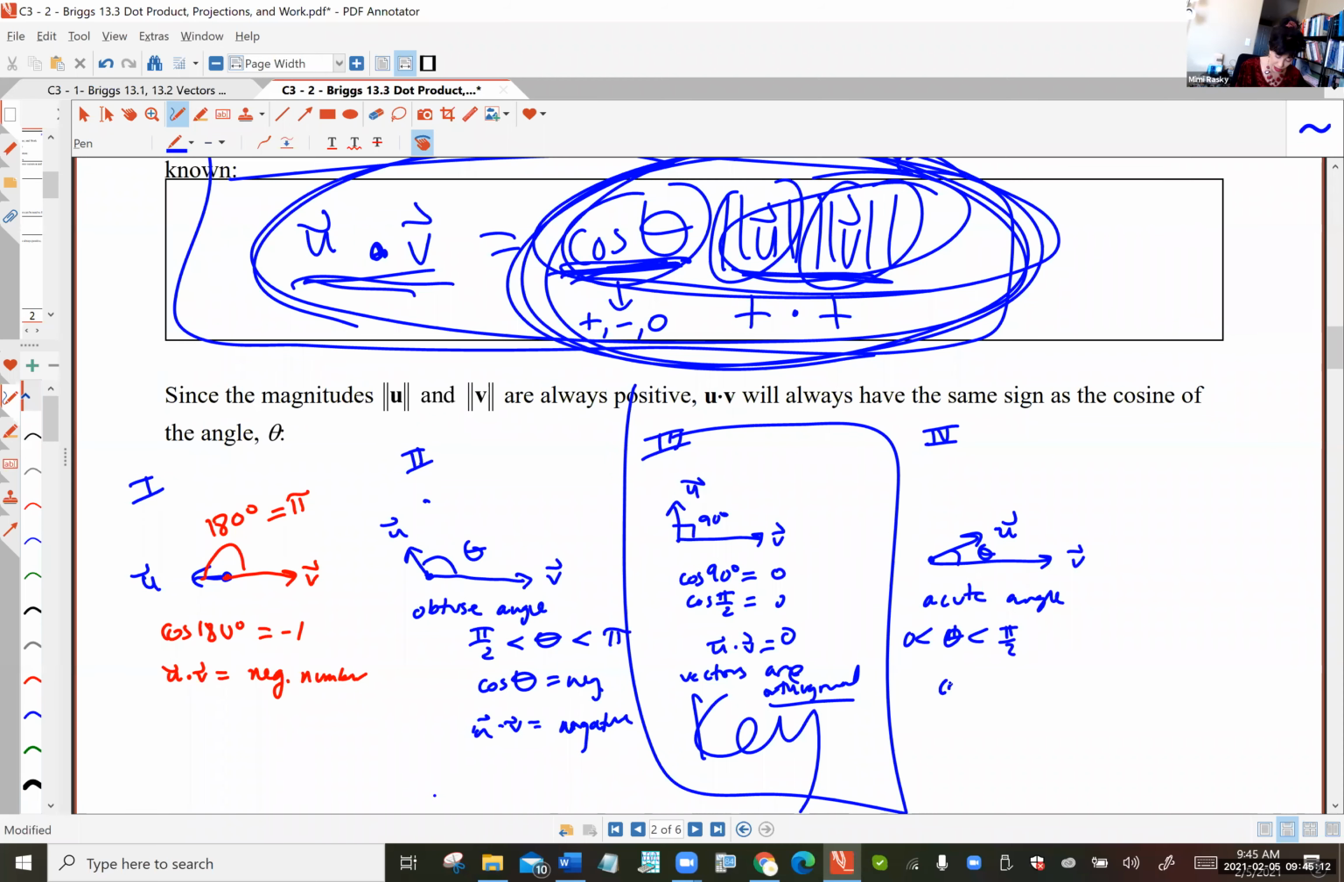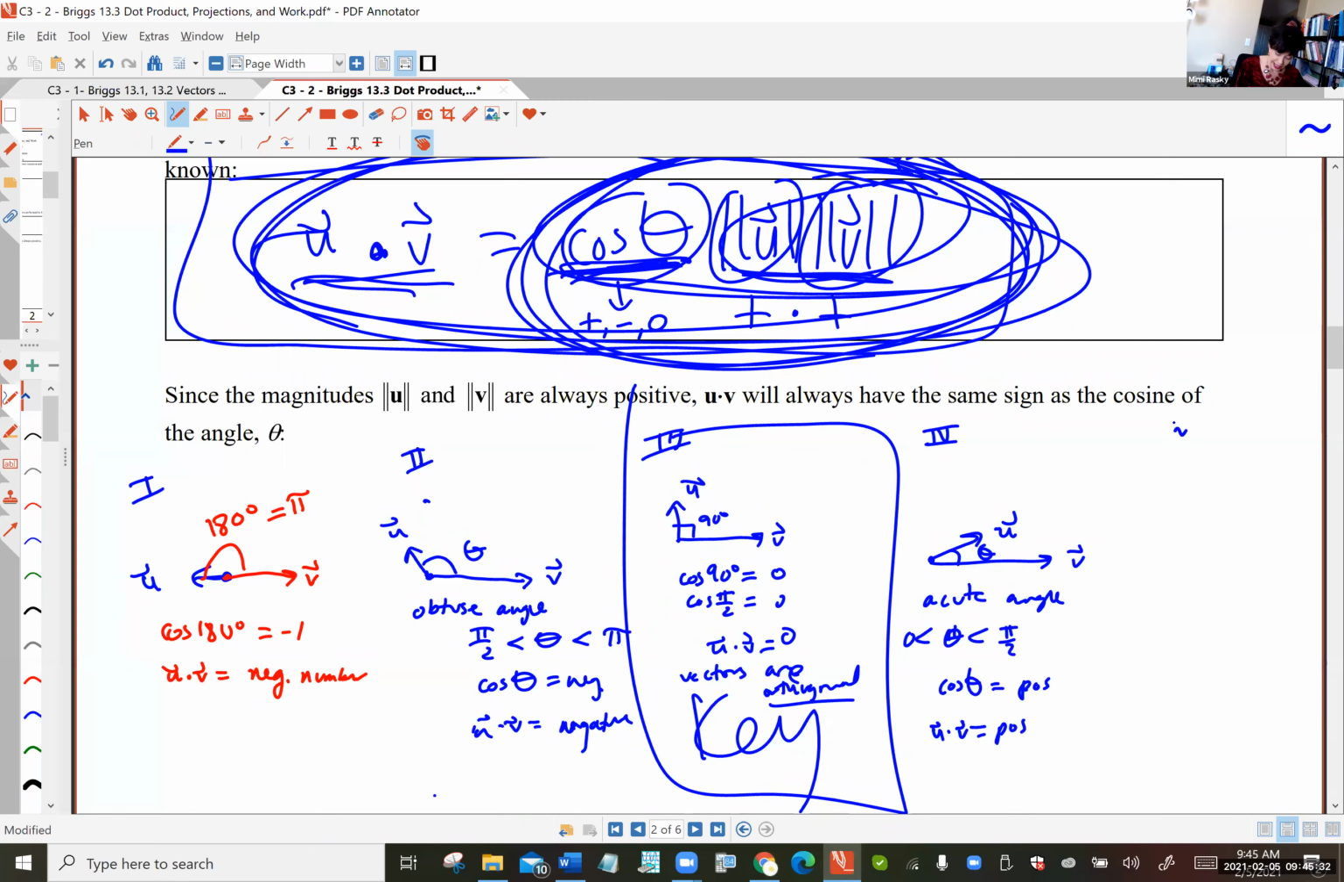So what is cosine of an acute angle? Positive, negative, or 0 from your trig class? You know, like cos of pi fourths, for example. Is that positive, negative, or 0? It's gonna be positive, right? Yeah. So what does that mean that this dot product will be? Overall, it'll be some positive number.